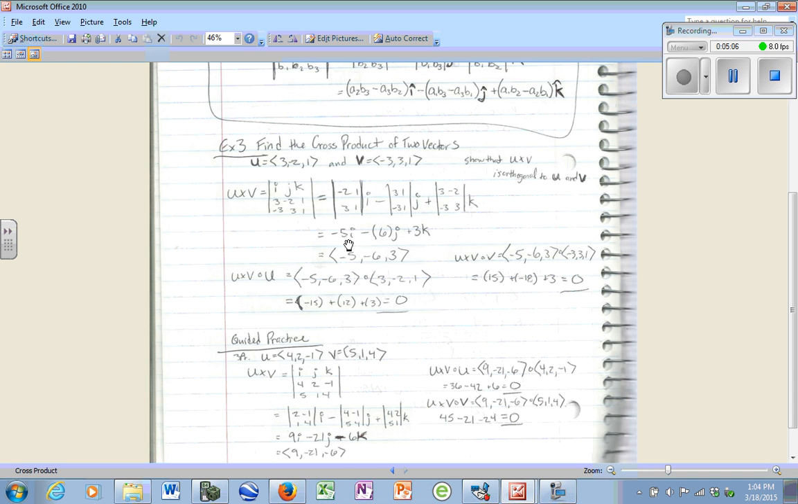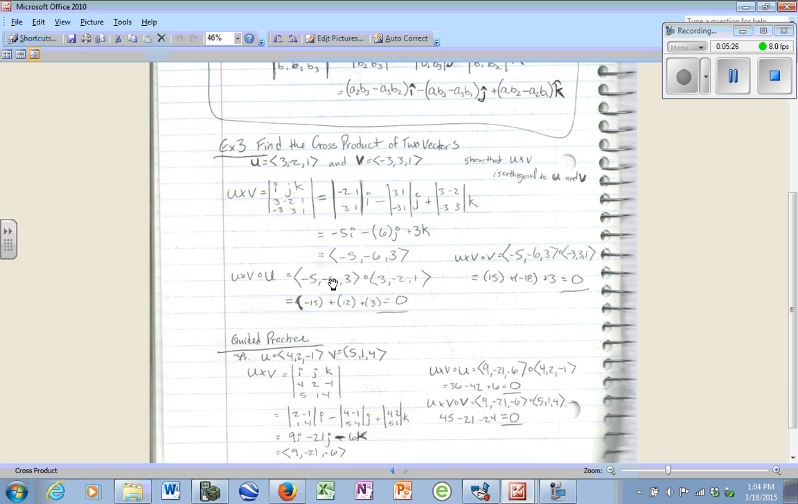I get negative 5i minus 6j plus 3k. If I want to put that in component form, I get negative 5, negative 6, and 3. So here it is. It's the cross product, and then dot product with u. And if we get 0, then it's orthogonal.